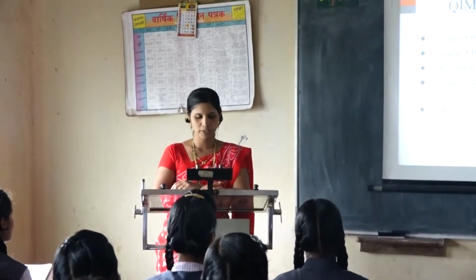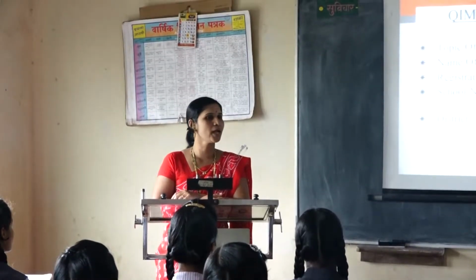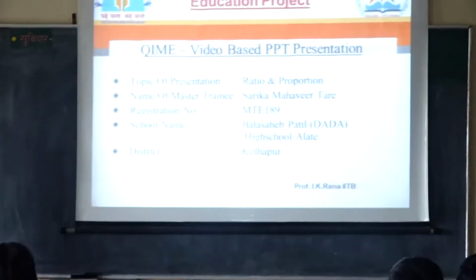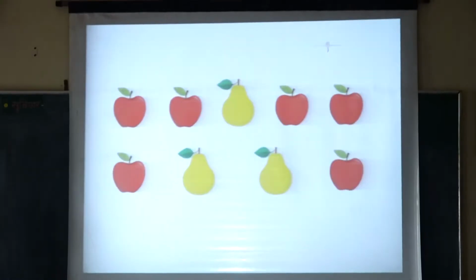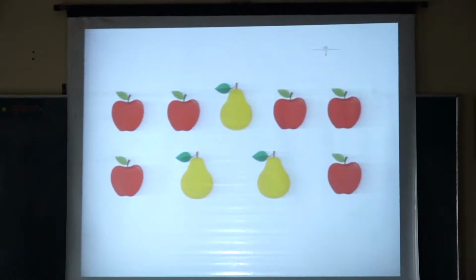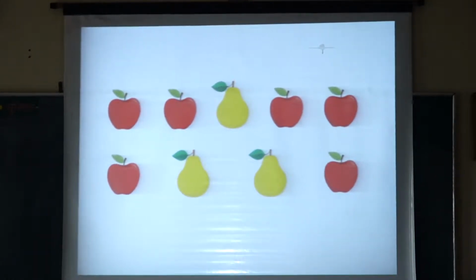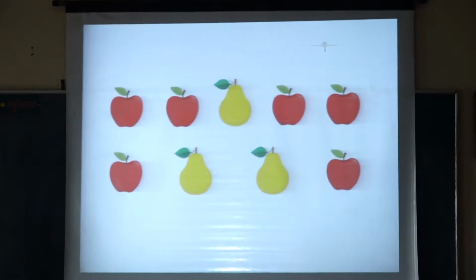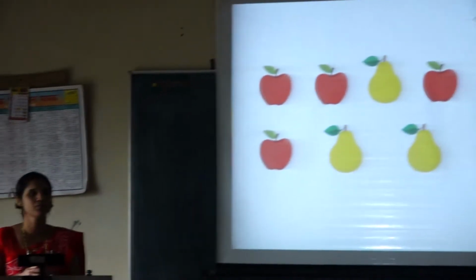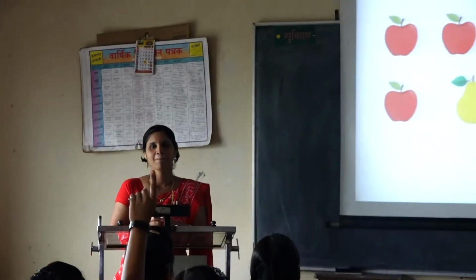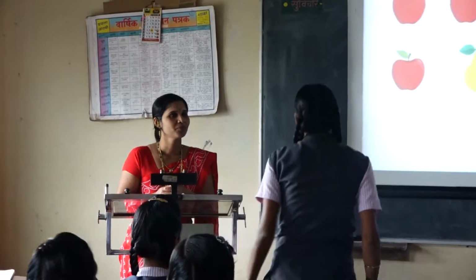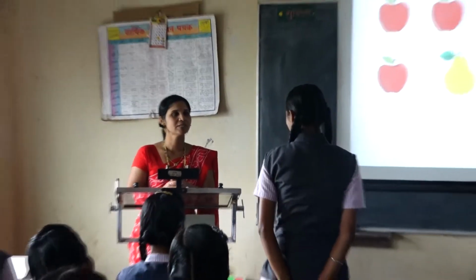Today, we are going to discuss the topic ratio and proportion. Now, observe the image shown on the screen. What do you observe in this picture? Yes? 6 apples and 3 flowers.